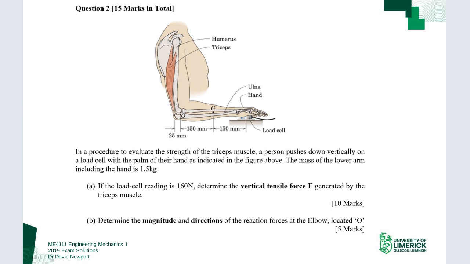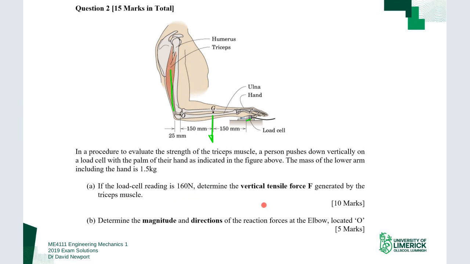Now the next question, question two, was a biomedical flavored one. And what's nice about this is that it looks complicated, but it's pretty straightforward. Again, with all of these, you just got to take time to digest it and figure out what you're going to do. So we have a procedure to evaluate the strength of the triceps muscles. So that's them there. And the person pushes down vertically on the load cell with the palm of their hand as indicated. So we have the load cell here and the person pressing down on this. And the mass of the lower arm, including the hand, is 1.5 kilograms, so that's acting there. So we've got a weight of the lower arm.